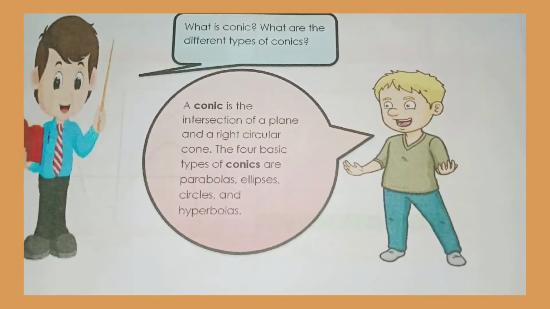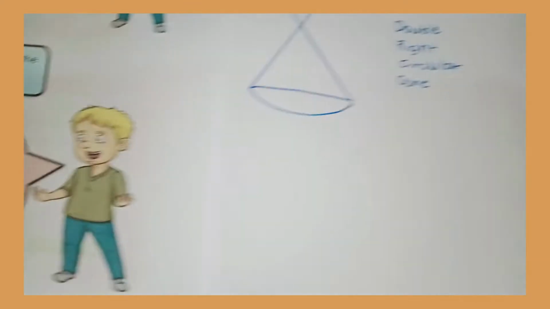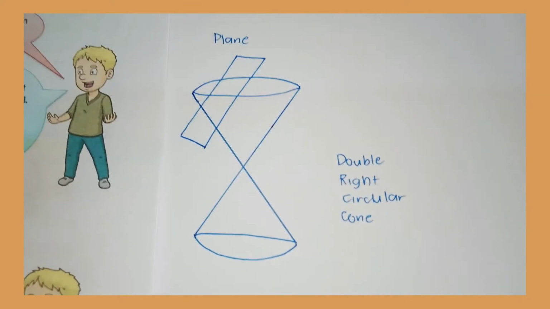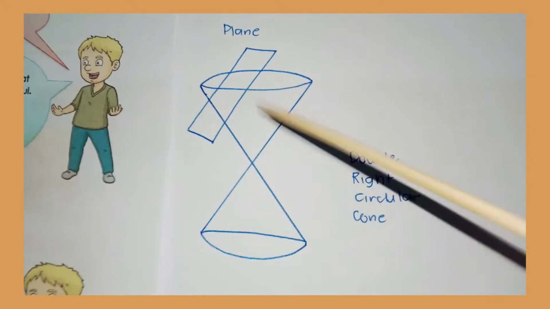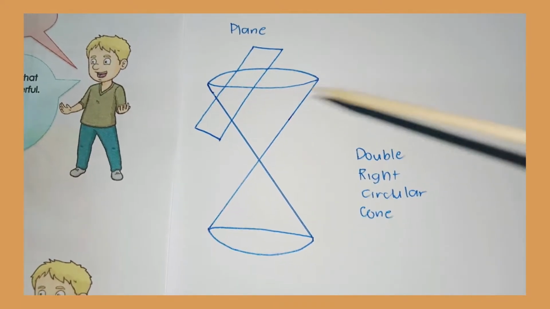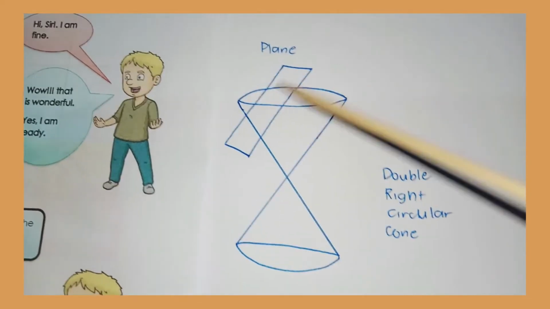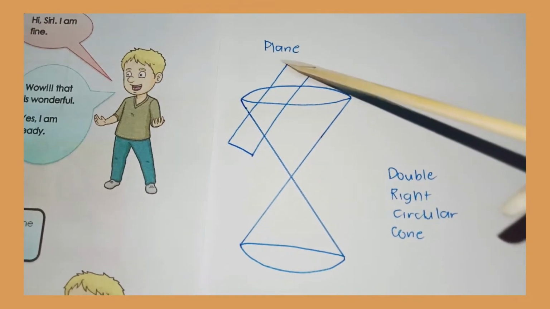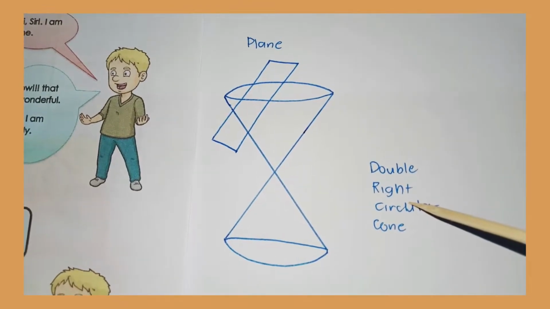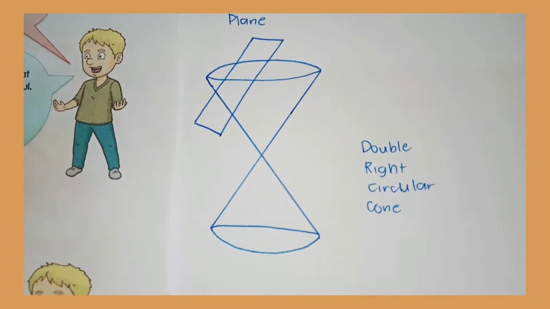A conic is the intersection of a plane and a right circular cone. So yung conic, ito yung itsura niya. Sabi kanina, it is the intersection. So nagmi-meet yung tinatawag natin na double right circular cone. Ito siya. At ang isang plane. So, kapag nag-meet yung plane at yung double right circular cone, ang tawag dito ay conic or conic sections.